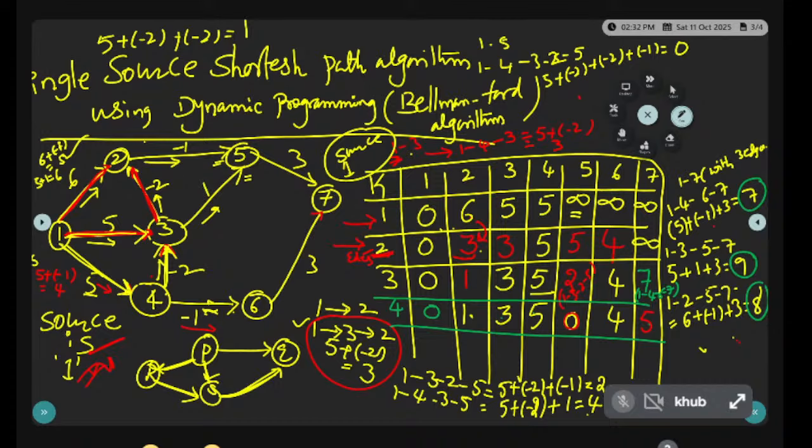How it is 5? 1 to 7 అంటే, వయ్యా, 1 to 4, 4 to 3, 3 to 5. Step 1, 2, 3, 4 steps. So this is 5 minus 2, 3 plus 1, 4 plus 3, 7 కదా. 5 అన్నారు.